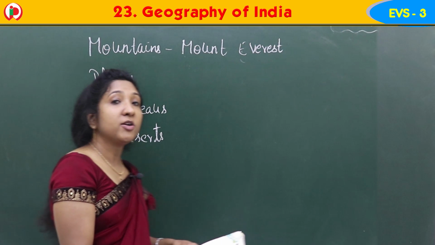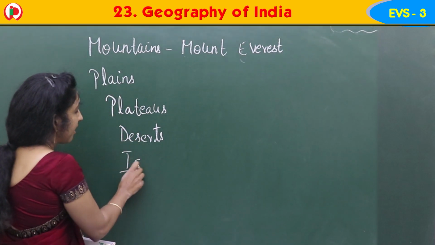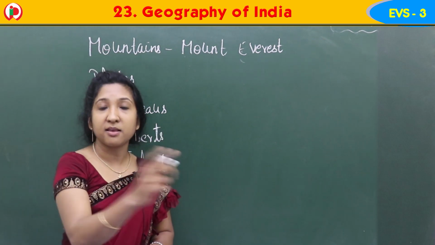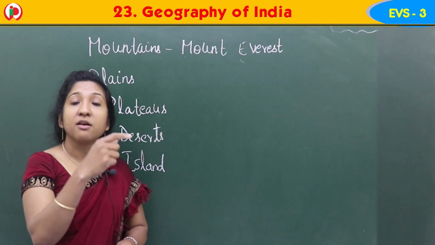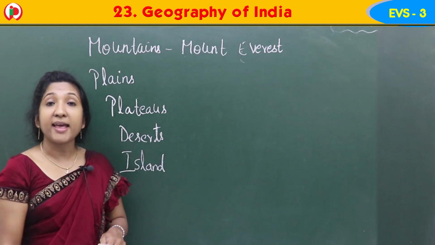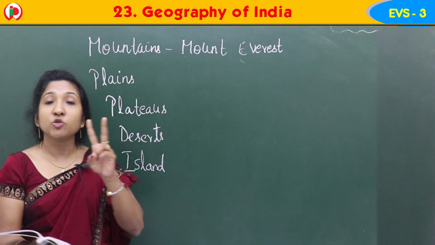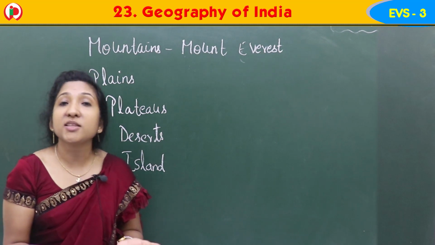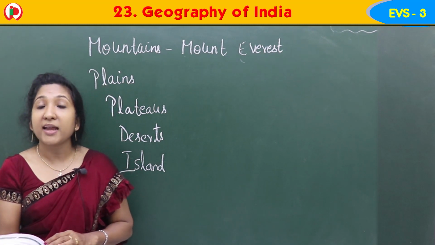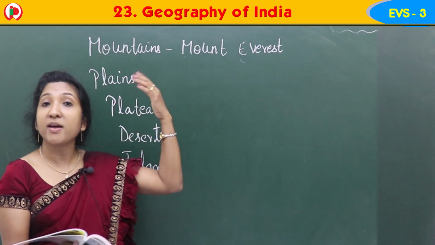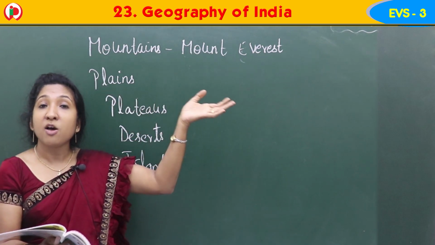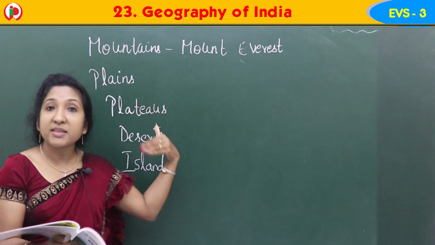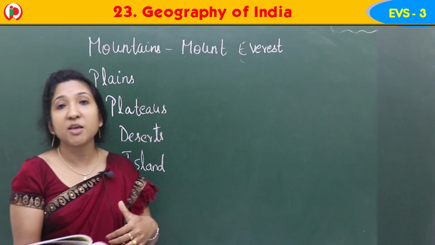Then last we learned about the islands of India. Islands are small areas of land surrounded by water on all sides. We learned two main islands of India: the Andaman and Nicobar Islands and the Lakshadweep Islands. On the India map, the Andaman and Nicobar Islands are on the east side, where the Bay of Bengal is, and the Lakshadweep Islands are in the west, in the Arabian Sea.